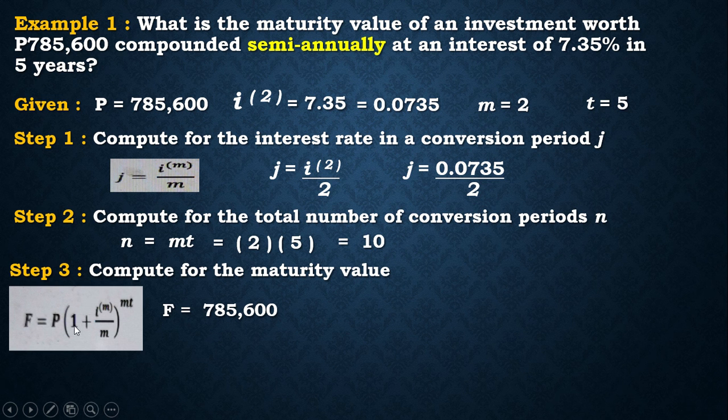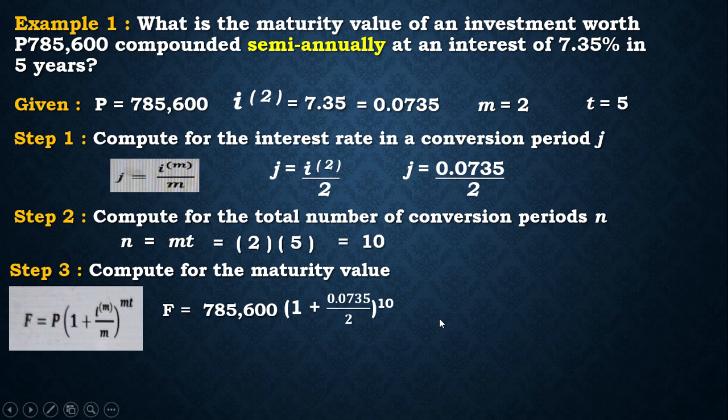And then, substitute po natin ito lahat. Yung 1 po ay constant, hindi po binabago. So, 1. So, ang I raised to M daw natin, ito po siya, which is 0.0735. Okay? Divided by 2. Ito po ang J. Ito po ang kahalagahan ng J. So, itong part na to, J is equal to the nominal rate divided by the frequency of conversion. Ibig sabihin, sa formula, itong bahagi na to, yun po si J. Tapos, yung M times T natin, which is 10, ito po siya exponent.